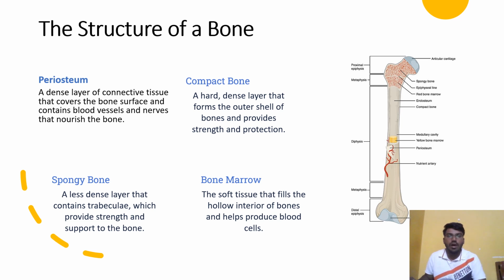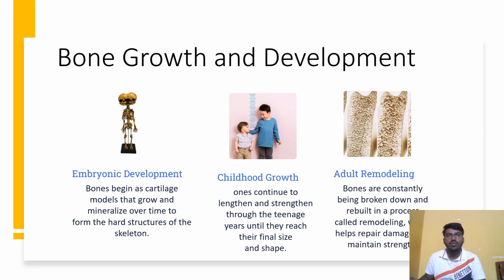Compact bone, a hard, dense layer that forms the outer shell of bone and provides strength and protection. Spongy bone, a less dense layer that contains tubules which provide strength and support to the bone. Bone marrow, a soft tissue that fills the hollow interior of bone and helps produce blood cells. In this, you're going to learn about bone growth and development.